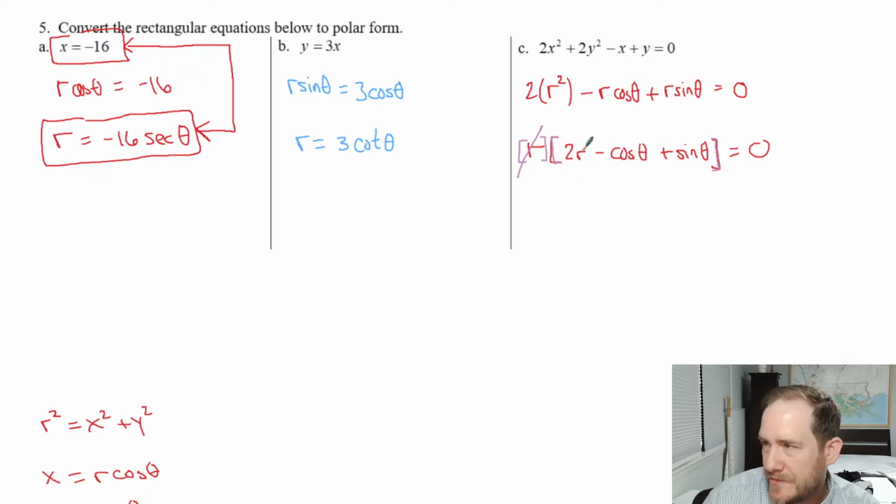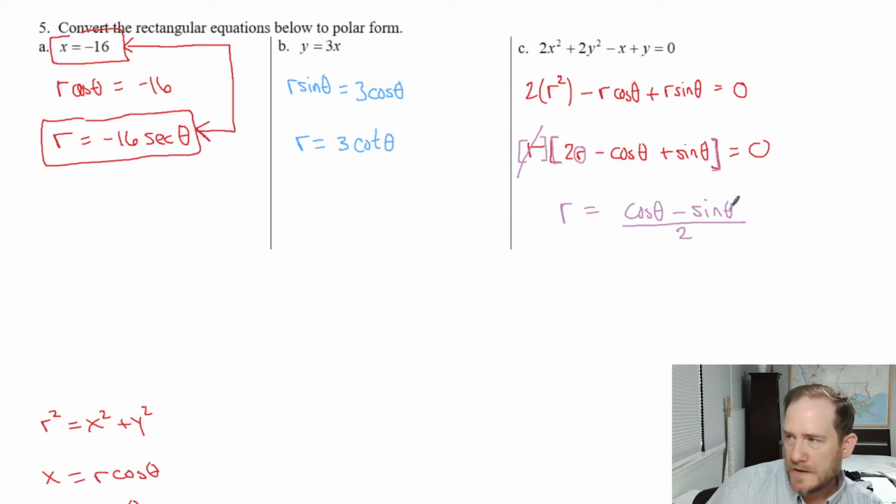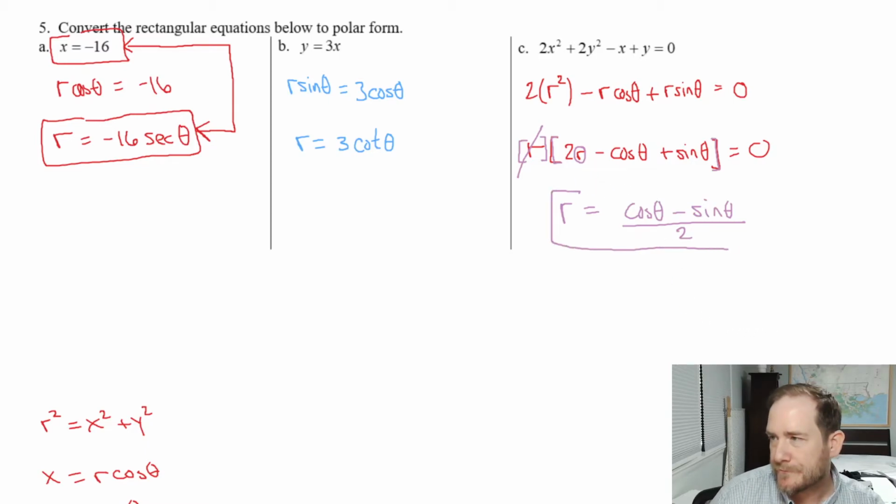Then what? I usually do want to isolate r, so let's add the cosine, subtract the sine, and then let's divide by 2. So we'd get what? Cosine theta minus sine theta, and then just all over 2. And I don't hate that as a final answer. I think that's fine. So sure.